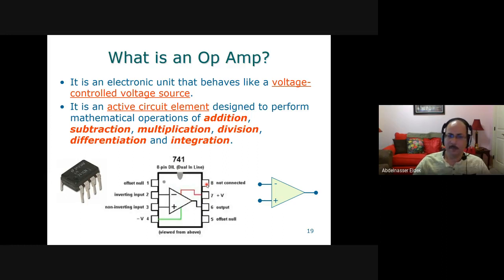And from inside, legs number 2 and 3 are for the inputs. So this is the same as this 2 here. This is leg number 2, this is leg number 3. For the output is leg number 6. Okay, so these are the three legs that we are using: number 2 and 3 for the inputs and number 6 for the output.